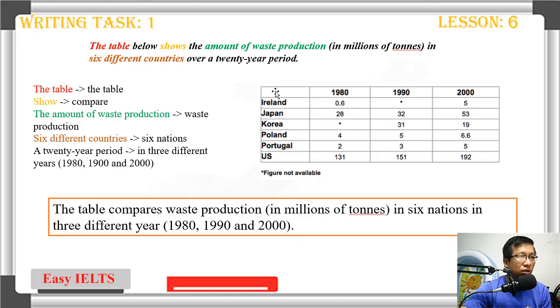Okay, so now we're going to start to write our introduction. For introduction, it's very easy. You just paraphrase the topic, and then you have the introduction. The table shows, compares the amount of waste reduction. We can use waste reduction. In 6 different countries, we use 6 nations. In the 20-year period, we can say in different years. Okay, so now we got: the table compares waste reduction in millions of tons in 6 nations in 3 different years. Okay, that is introduction.